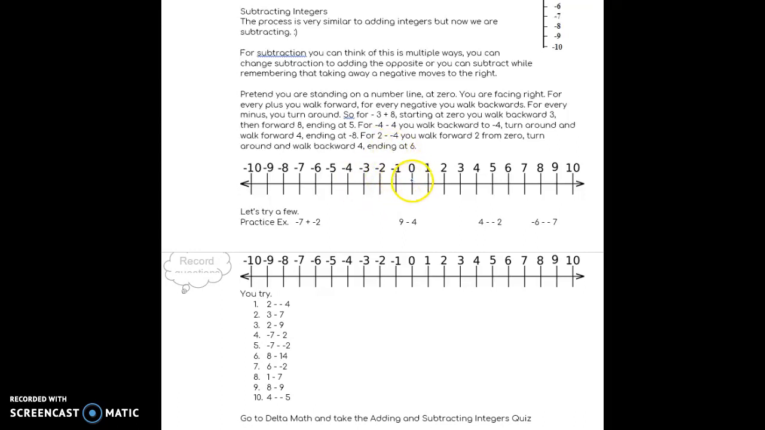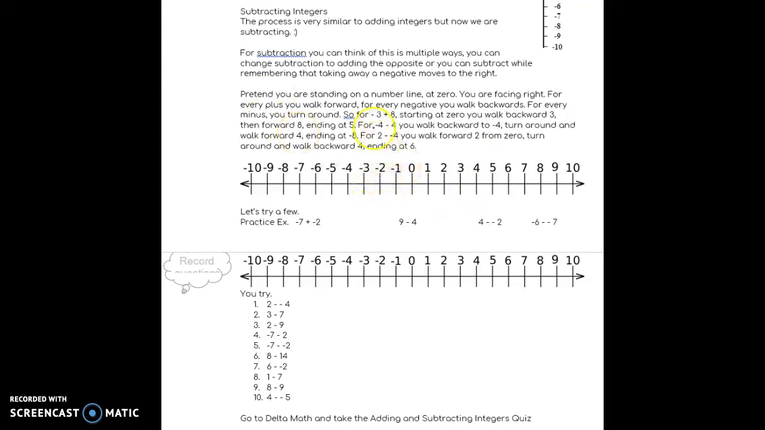So if I'm standing here, my little self, facing that direction, if I see a positive number, I'm going to walk that way. If I see a negative number, I'm going to walk backwards. And if there is a minus sign, I'm going to turn my body around, okay? All right, so my little dude standing here on the number line.